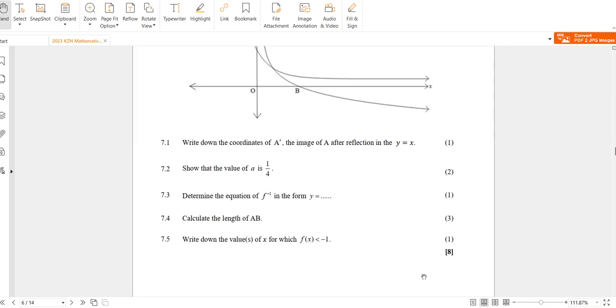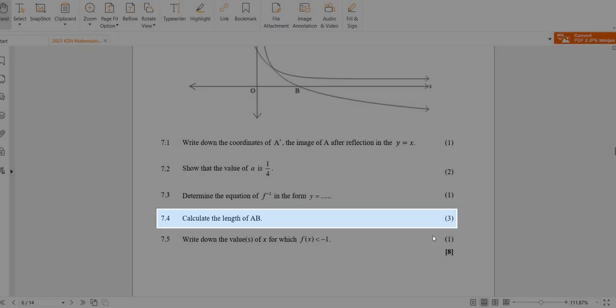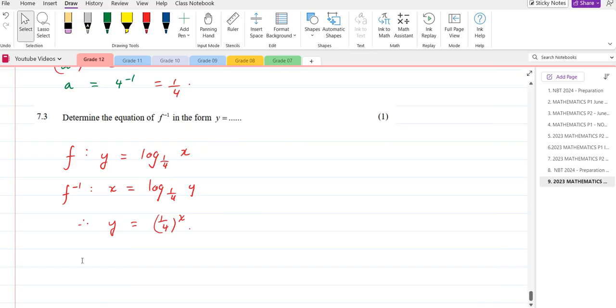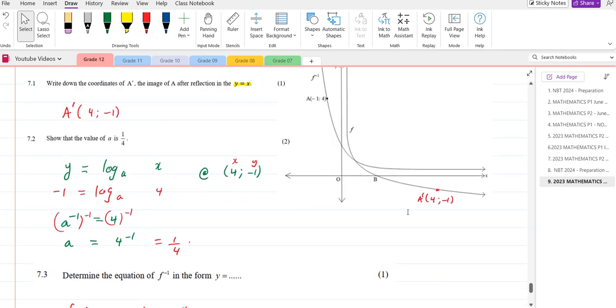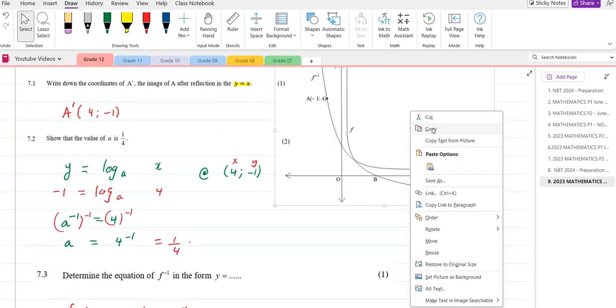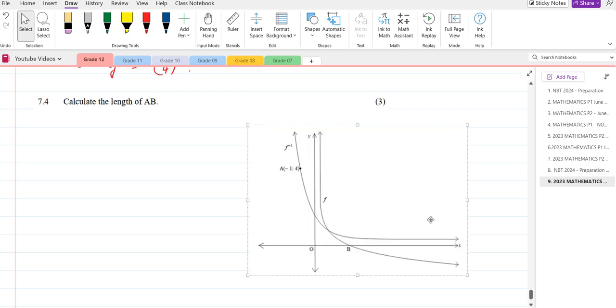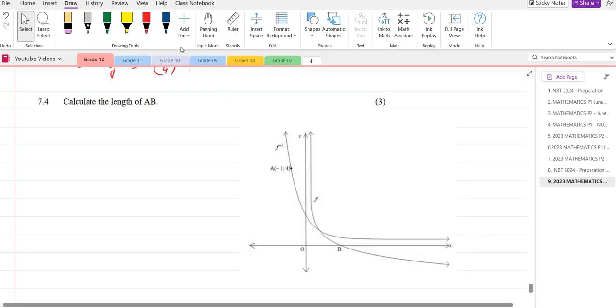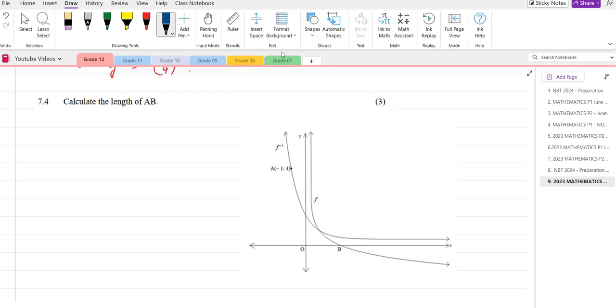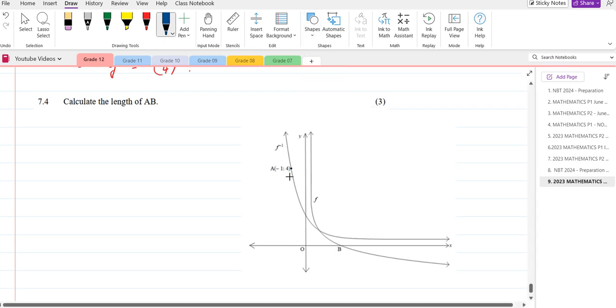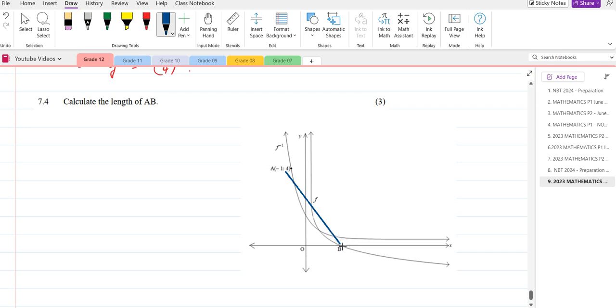Calculate the length of AB. Now, how are we going to calculate the length of AB? What is AB? Let's put it here. We want to calculate the length of A to B. I think we're going to use a distance formula here. From A to B, we're going to calculate that distance there.